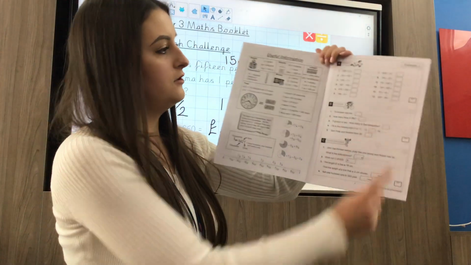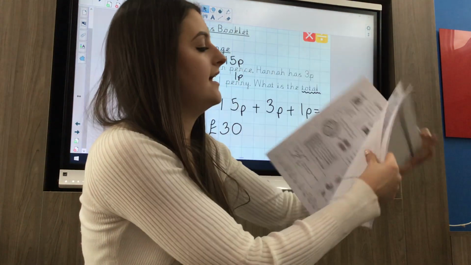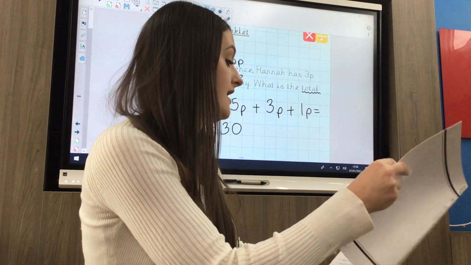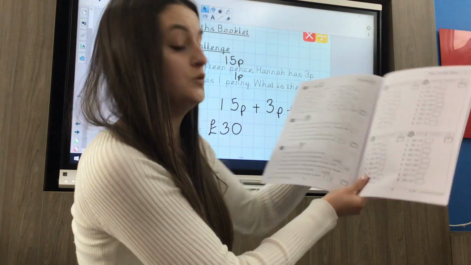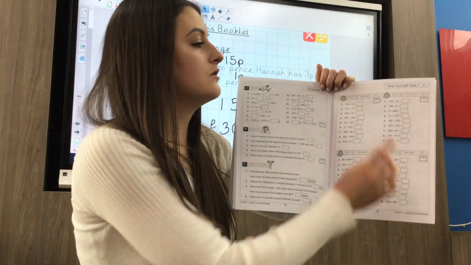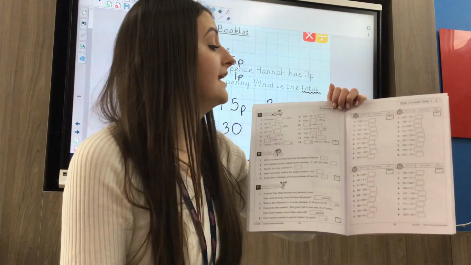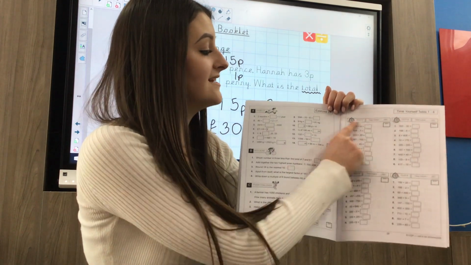Okay. So if you complete all of that and you would like an extra challenge, right at the back of your book, so you're doing exercise 1 today, if you turn right to the back, and it will be on page 29, you've got some time yourself tests. So for today, if you wanted another challenge, you could try and have a go at test 1.